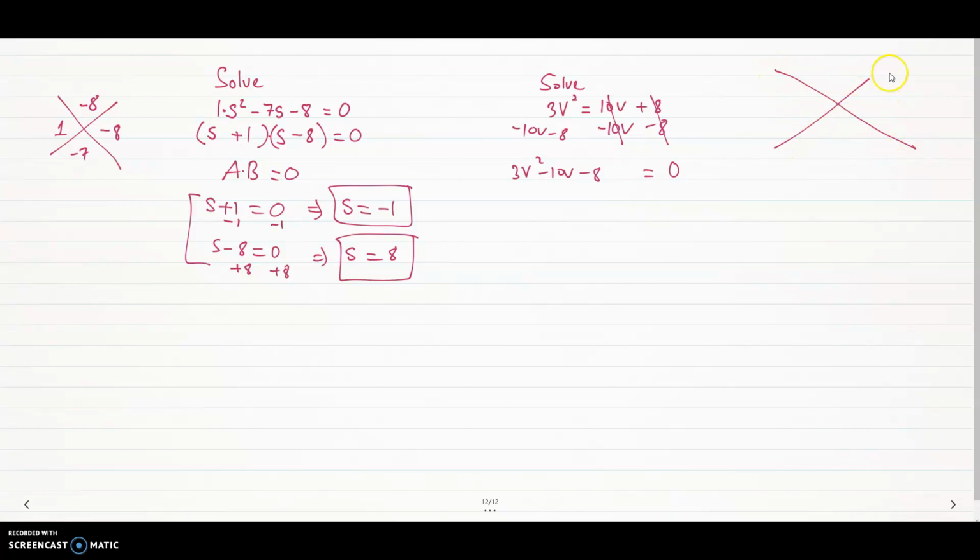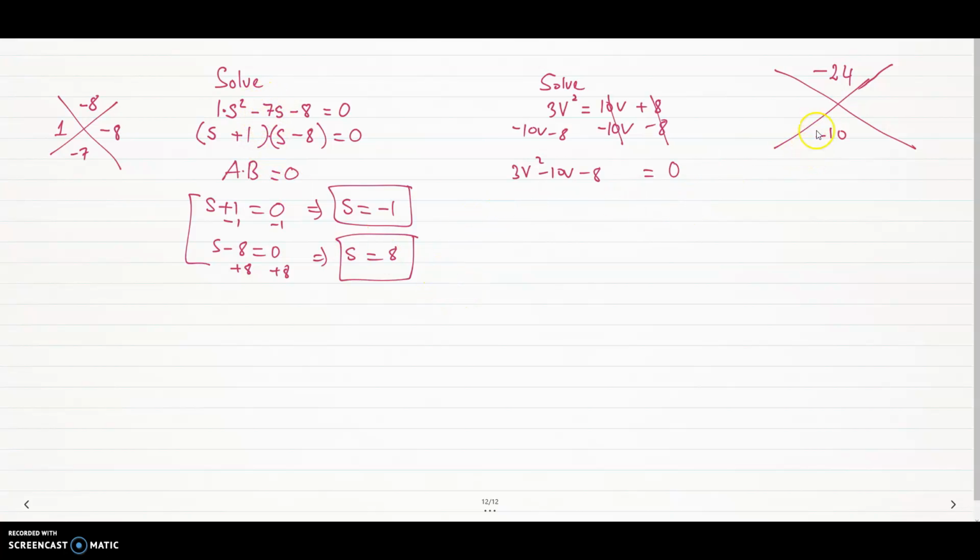I still draw the cross on the side here. Normally the top number is the constant, number 8 right here, minus 8. But now it's not minus 8. It is the product of minus 8 and 3. So make sure that we take minus 8 and multiply by 3 to get minus 24. And then the bottom number is still the middle value, which is minus 10, the middle term, the middle coefficient.